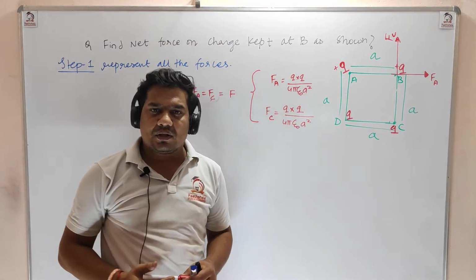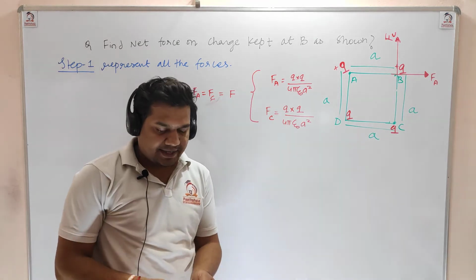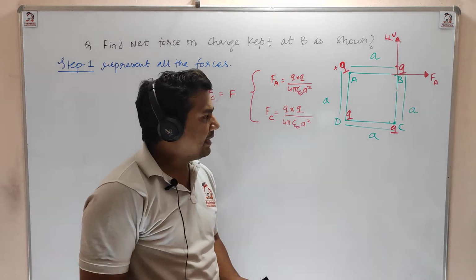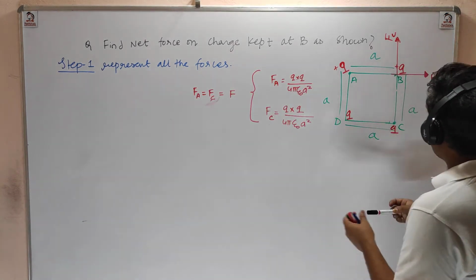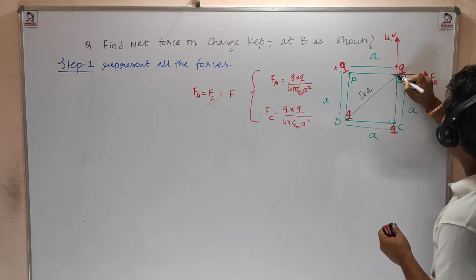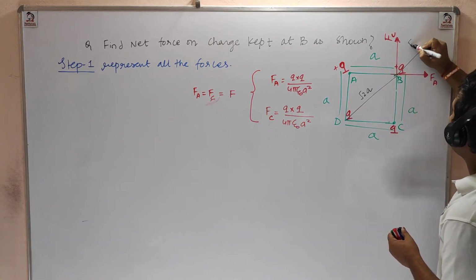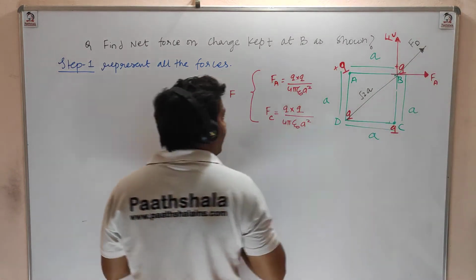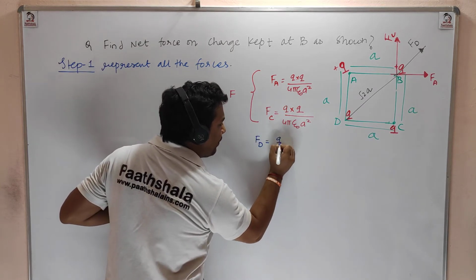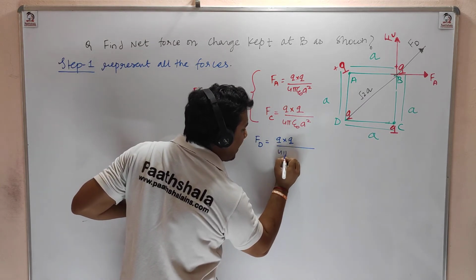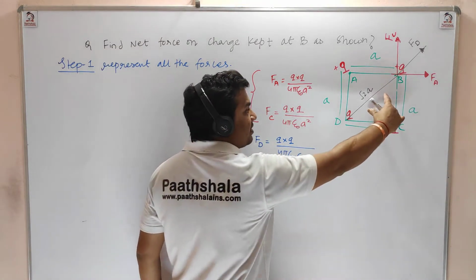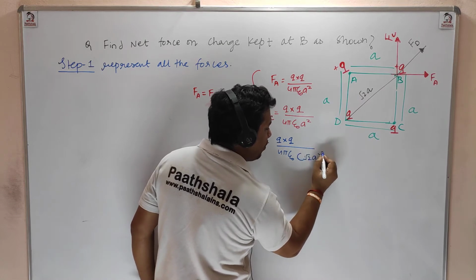Is there any one more force? Which force are we missing? Fd. What is this distance, Anvit? This distance is root 2a, right? This is Fd. Can you help me find the value of Fd? Fd can be written as Q1 into Q2 divided by 4 pi epsilon naught times the square of root 2a, because this distance is root 2a.